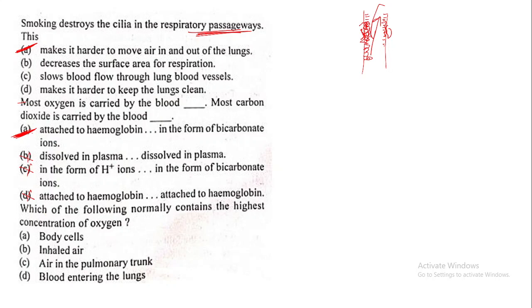which of the following normally contains the highest concentration of oxygen? Okay. So they are asking, is oxygen present in the highest amount in the body cells, inhaled air, air in the pulmonary trunk, or blood entering the lungs? So which one of it has got the maximum amount of oxygen? Definitely not the body cells, because the body cells will use the oxygen and convert it into carbon dioxide. When compared to the other options, this is not the right answer.